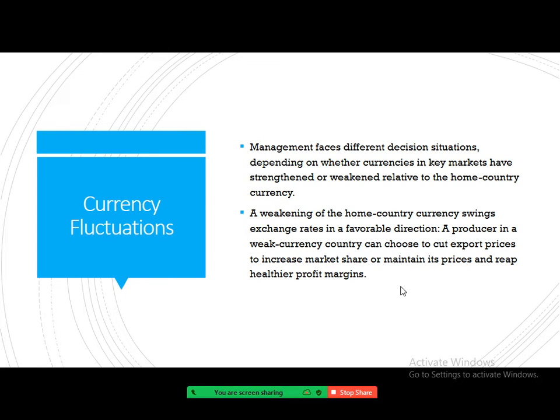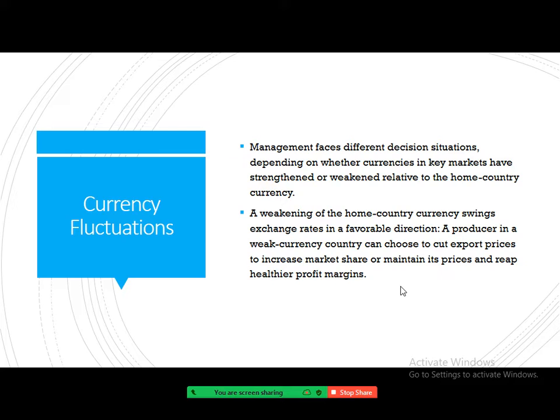So now one by one we'll discuss each and every term. Start with currency fluctuations. In global marketing, fluctuating exchange rates complicate the task of setting price. We have seen in chapter 2 that currency fluctuations can create significant challenges and opportunities for any company that exports.